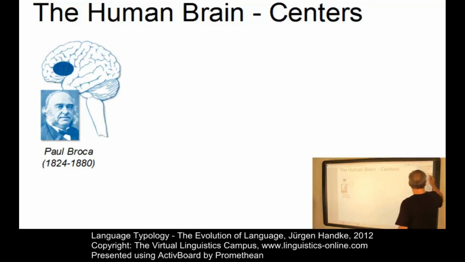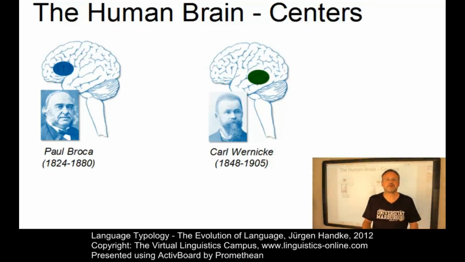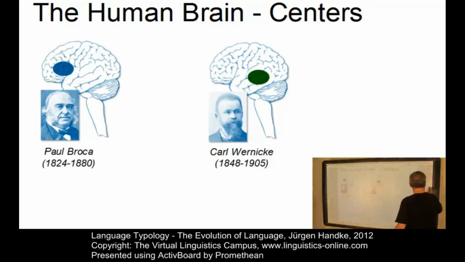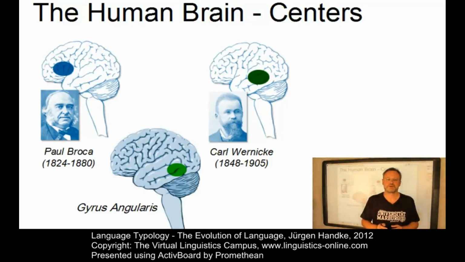The second brain center is referred to as Wernicke's area, named after the German physiologist Karl Wernicke. It is commonly known as the sensory center for speech, that is primarily for the reception of speech. Last but not least, we have the gyrus angularis, which is a kind of switchboard for all sorts of neural impulse. For example, it establishes neural associations between the shape and the sound of objects.